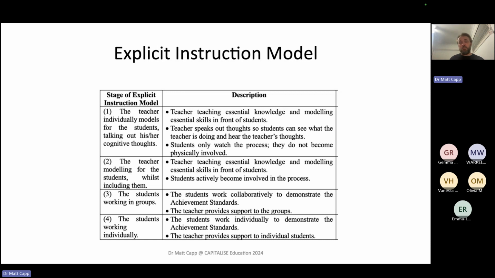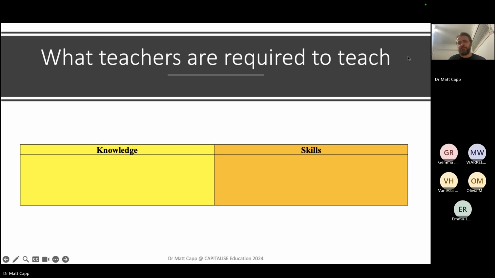Then the teacher models with the students. This process includes maybe sometimes acting a bit silly, go, oh, I've forgotten what to do here. Who in the class can remind me what to do? So including the students in that process of modeling. Then the students working in groups, mixed groups, and then the students working individually. And everything we look at from now to the end will be within that explicit instruction framework.